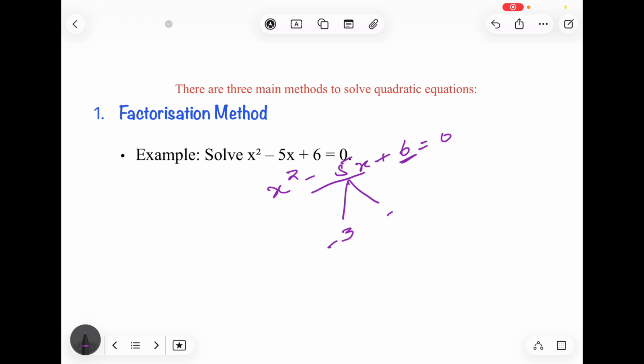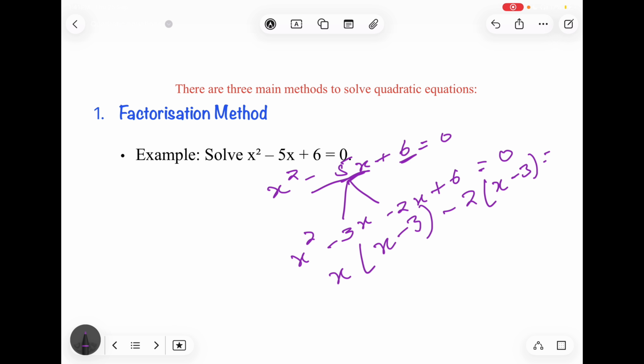We do have such numbers, minus 3 and minus 2. So we are going to split this minus 5x into minus 3x and minus 2x and write this equation as it is. Now, in factorization, let's group these terms. On taking x common from here, I will get x minus 3, and minus 2 common from the last two terms, I will get x minus 3 again. Again, by using distributive property, I will get x minus 3 common and x minus 2 common is equal to 0.